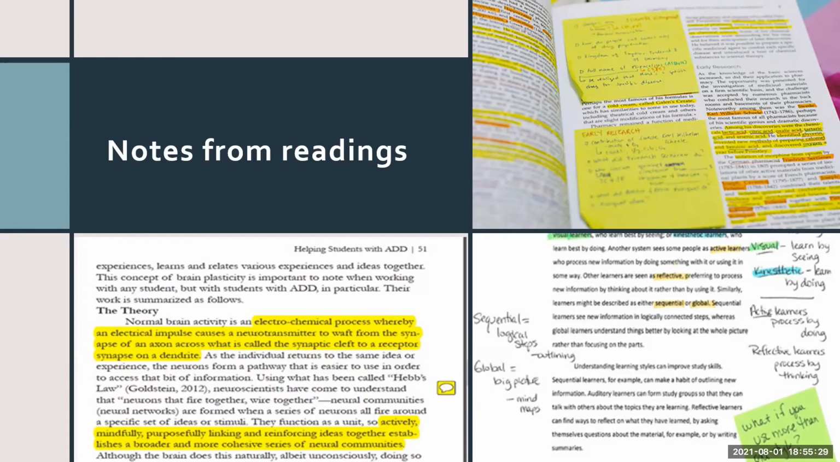If you're using electronic versions of articles and books, you can use the tools that are built into Adobe, for example, to highlight and to make notes in the margins. That way you can find that information again much easier.